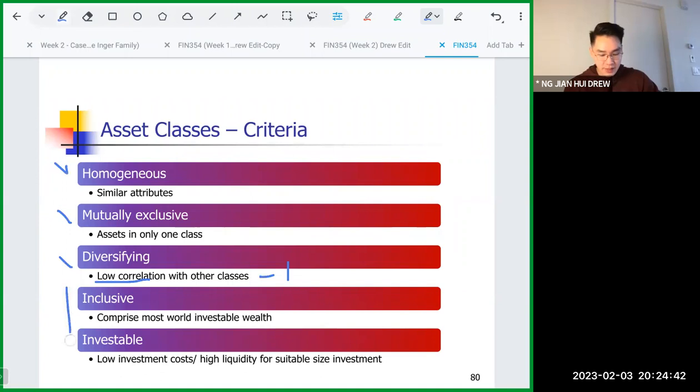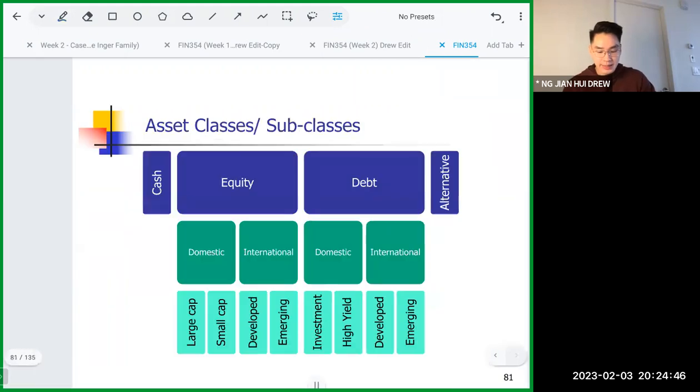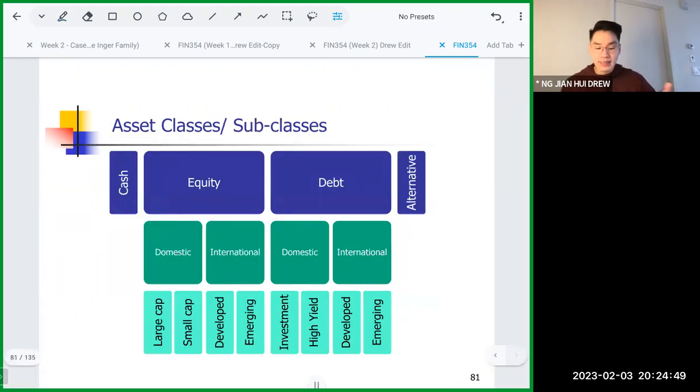And then what's investable and what should be included, etc. So this is just a criteria. All right, this one again, types of assets I will go through. Basically, just give an overview of what you can consider, right?